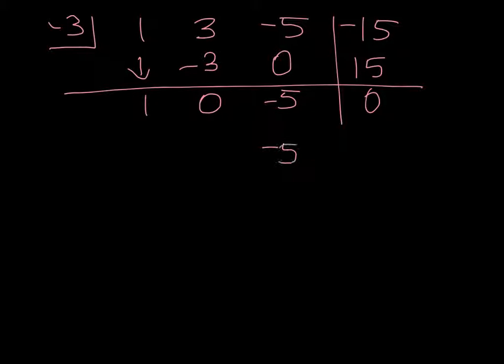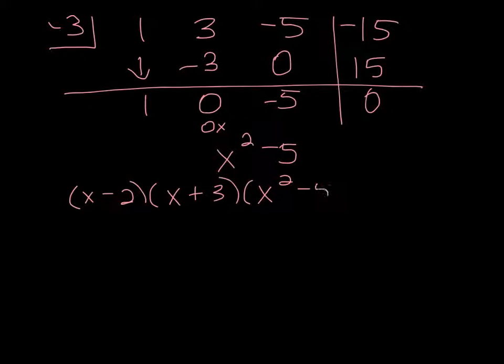My constant is negative 5. This means my linear term, my x to the first term, is 0x, so I don't need to write that because that's just 0. But then my x squared term has a 1 in front. So now I have my x minus 2, my x plus 3, and what's left is my x squared minus 5. I can solve this now for the roots, if that's what it's asking me for. If it's just asking me to factor, this would be my final. But if it's asking me for the roots, I can now solve this.